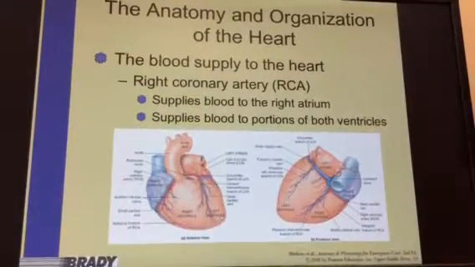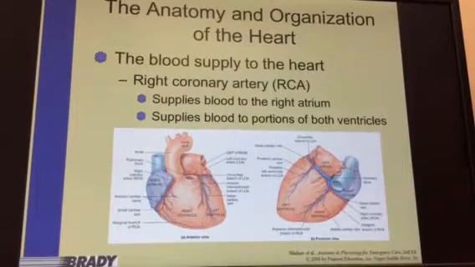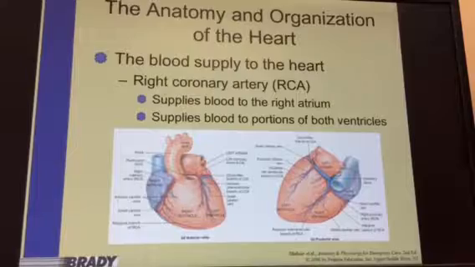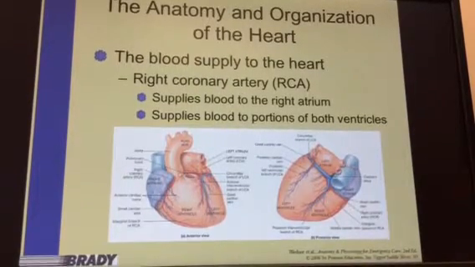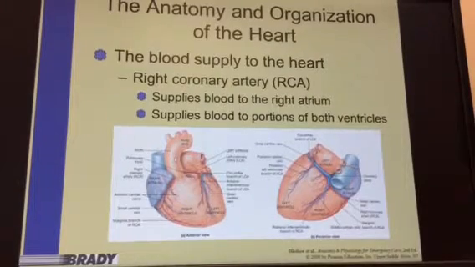So now we take a look at the heart, and here we're looking at the anterior aspect. Here we're looking at the posterior aspect of the heart. The first one we're going to look at is the right coronary artery. The right coronary artery is going to come off the right side of the aortic arch.